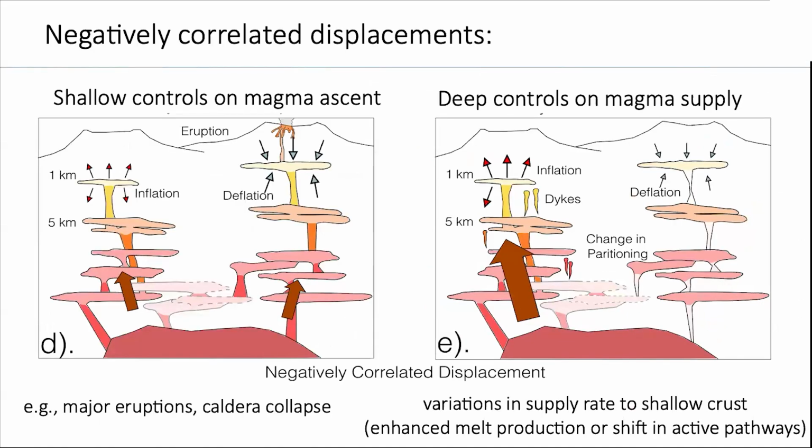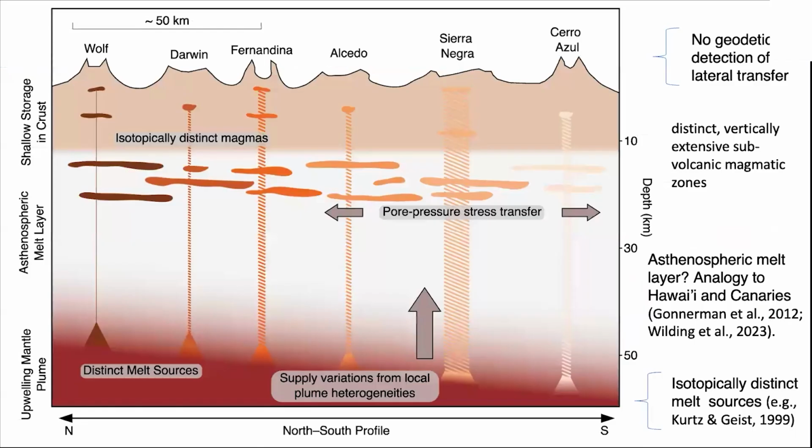And then negatively correlated displacements, which we do see in particular episodes in the Galapagos, seem to be very strongly correlated with shallow processes. So for example, the major eruptions at Sierra Negra introduced a phase of negatively correlated deformation at the different volcanoes. And I think one of the outstanding questions about this process is whether we have changes in the partitioning of melt between the different volcanic systems, or whether we're seeing differences which are associated with a driver which is shallower. So this is our best guess at what's going on here.